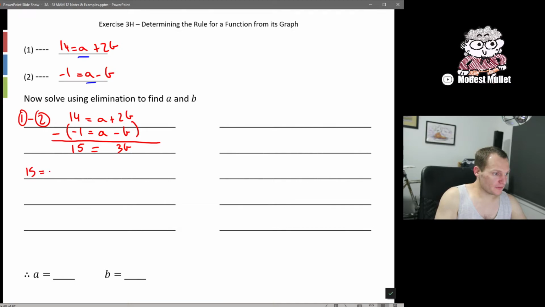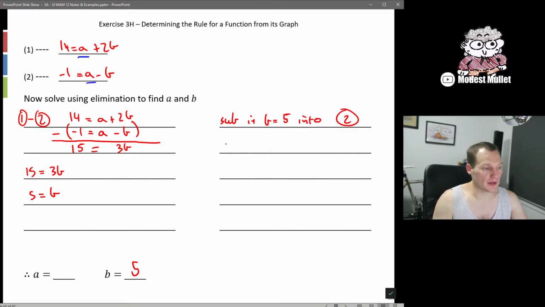So now I have 15 equals 3b, and I can just solve algebra. So I get b equals 5. So I put that in there. I'm going to sub that back in. Plug in b equals 5, and I'm just going to put it into equation 2. You can put it into equation 1, it doesn't matter. I get -1 equals a.